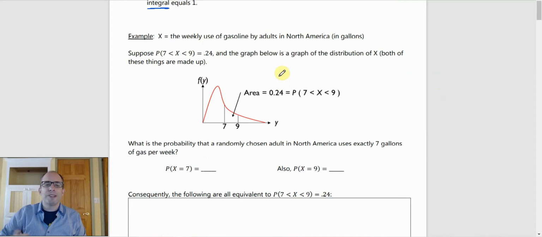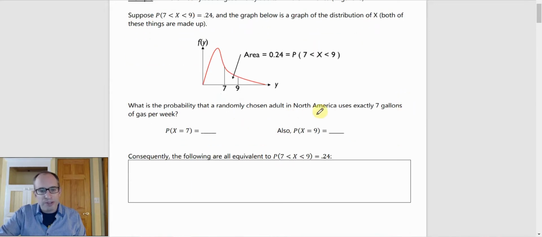So that probability is saying that if you randomly selected an adult in North America, the probability that they use between 7 and 9 gallons of gas in a week is 0.24, right? And then there are some extra probabilities in here. What's the probability that a randomly chosen adult uses exactly 7 gallons of gas per week?